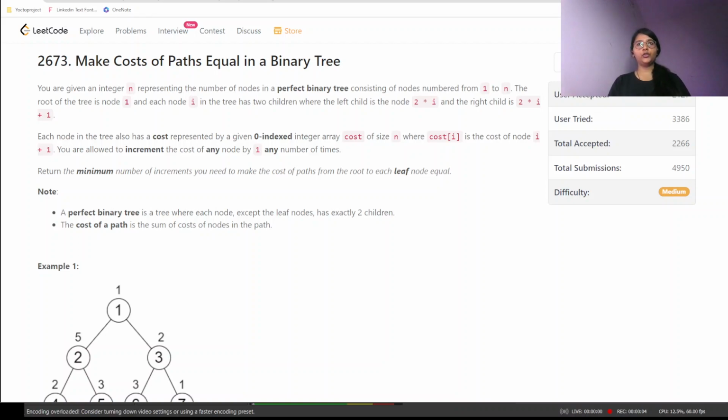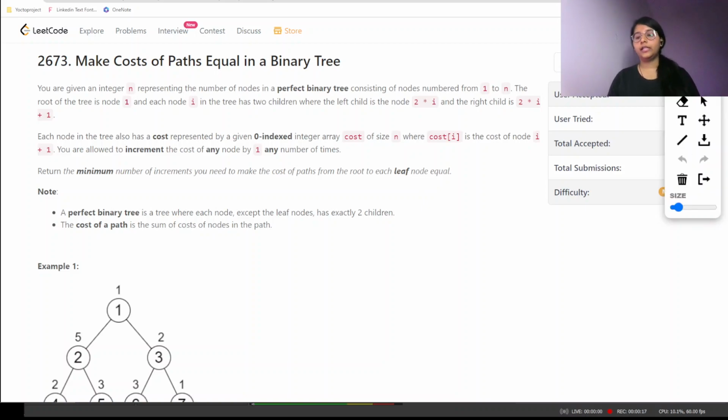So now we are going to do the fourth question for today's Leetcode weekly challenge. It is again a medium level question, not the hard one. So yeah, let us go ahead with the question reading part for the same.